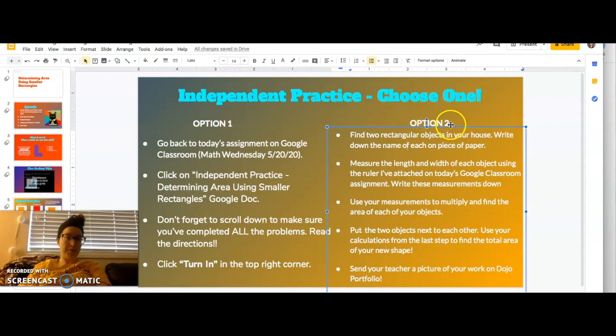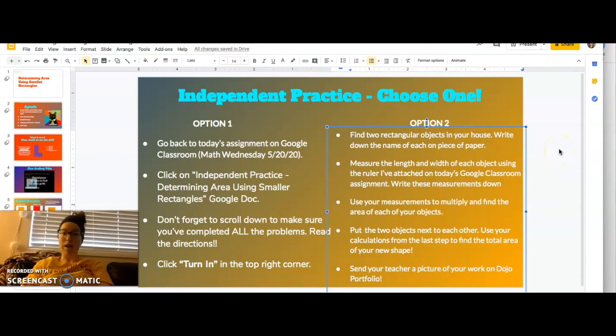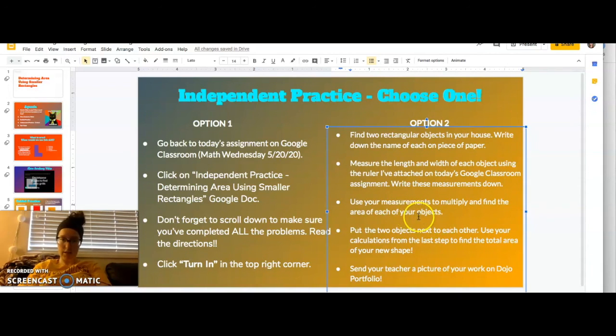The other option, instead of doing that, would be to find two rectangular objects in your house, write down the name of each of the objects on a piece of paper, measure the length and width of each object using a ruler that I have attached on today's Google Classroom assignment. You can also use a ruler at home if you have one. Then you're going to write the measurements down, you're going to use those measurements to multiply and find the area of each of your rectangular objects.